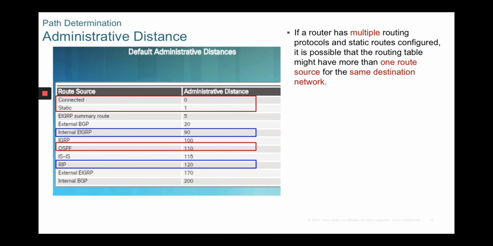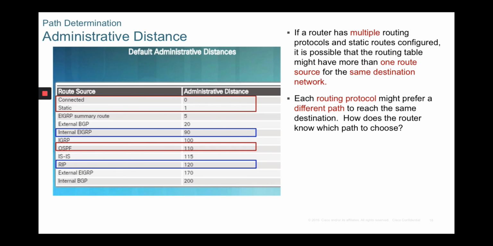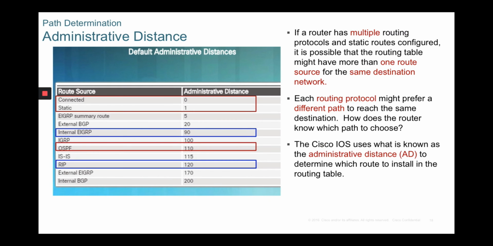If a router has multiple routing protocols and static routes configured, it is possible that the routing table might have more than one route source for the same destination network. Each routing protocol might prefer a different path to reach the same destination. How does the router know which path to choose? So the Cisco IOS uses what is known as the administrative distance, which is denoted as AD, to determine which route to install in the routing table.